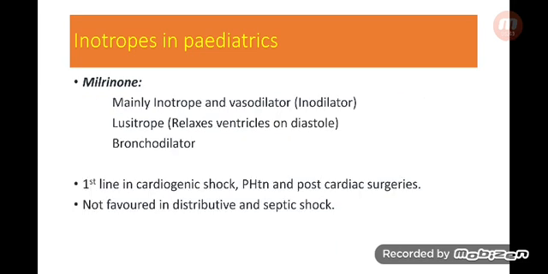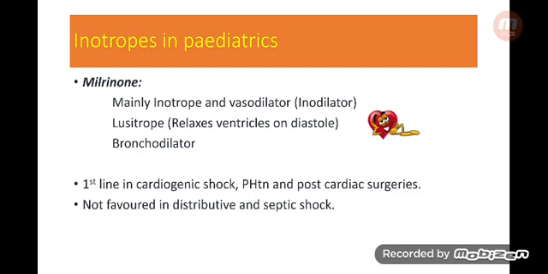Going forward, we're going to discuss milrinone, which is basically the wizard of the CICU science. So milrinone is mainly an inotrope and a vasodilator, something we call an inodilator. It's also a lusitrope, which is something that would relax the ventricles in diastole. And that fact is one of the reasons why it's so favored in CICUs, because none of the drugs that we've mentioned might support the heart in diastolic cardiac failure, which is something that is hard to pick up to begin with.